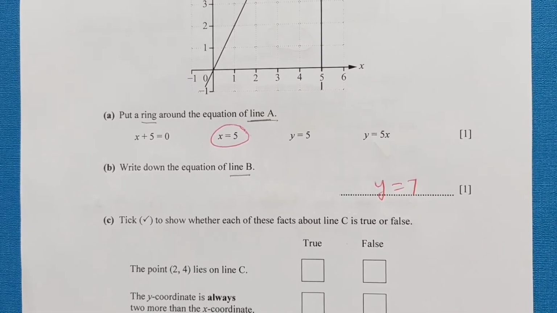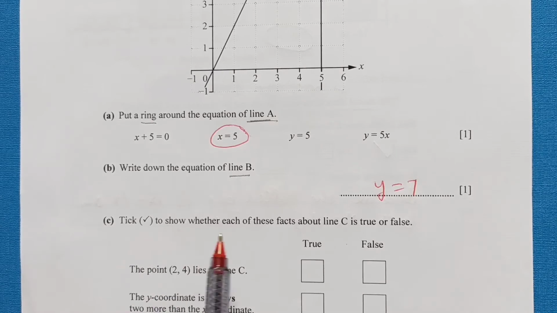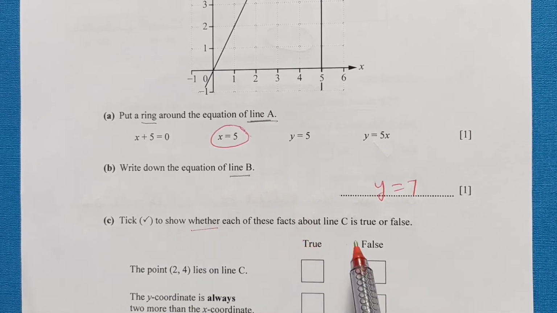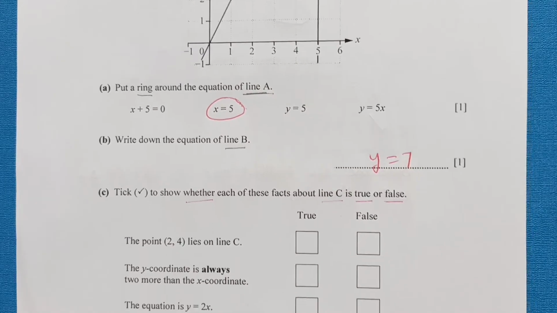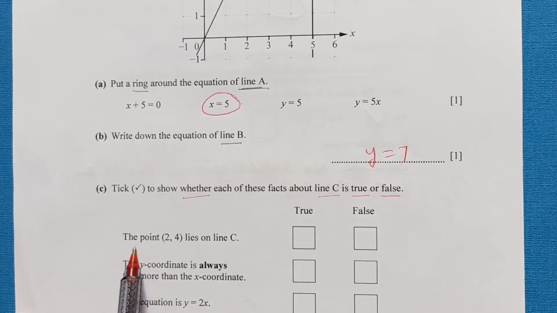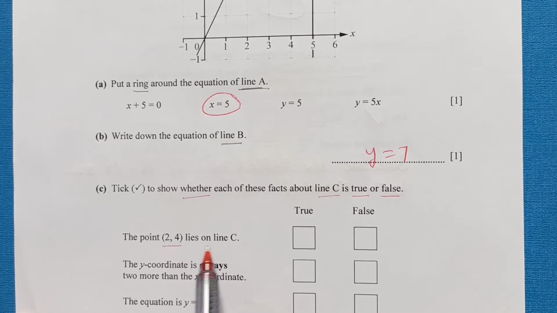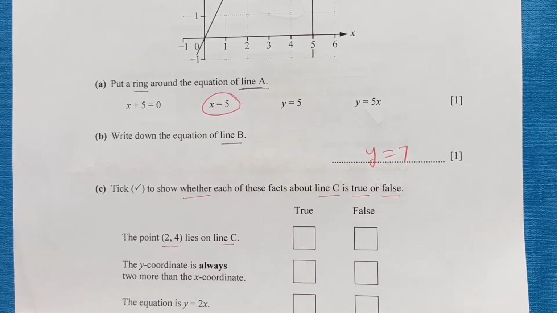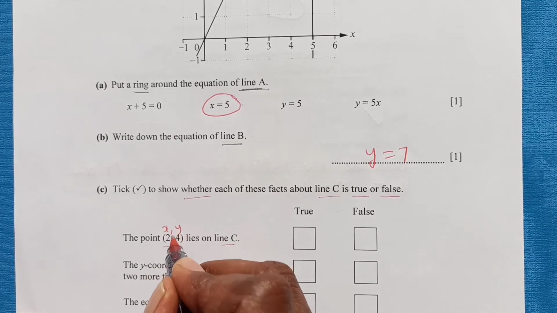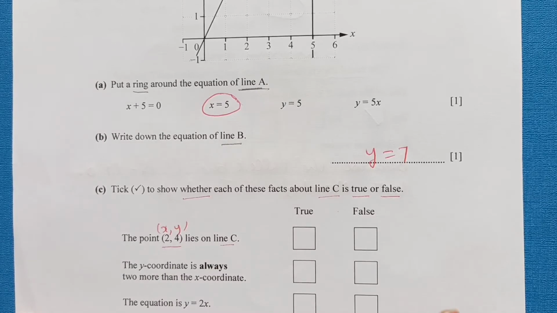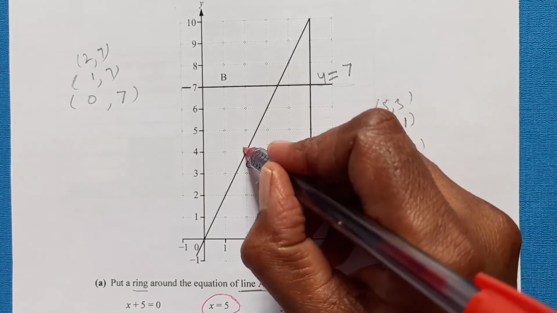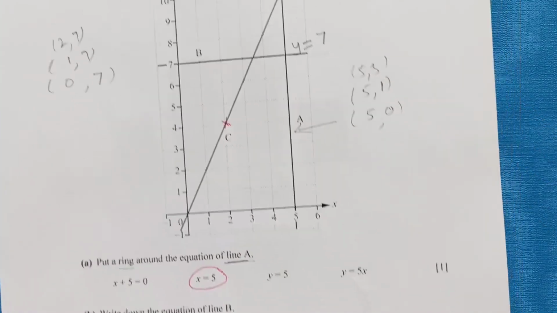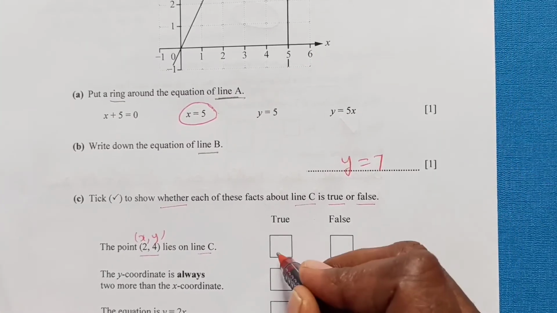Now part C, tick to show whether each of these facts about line C is true or false. Let's see one by one. The first one, the point (2, 4) lies on line C. Now let's see where is point (2, 4). This is the x coordinate and this is y. x is 2, y is 4. So yes, it is on the line. So this is a true statement.